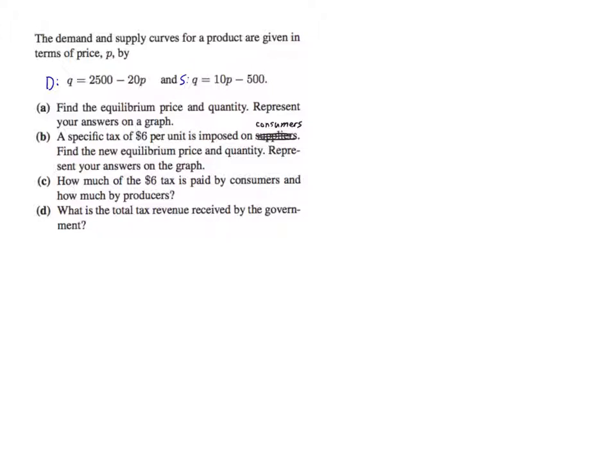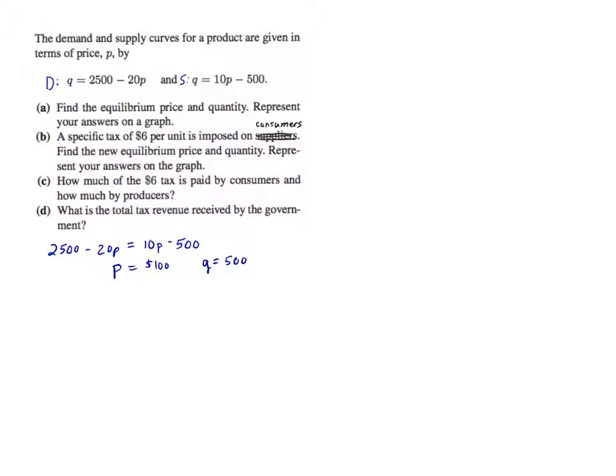Let's begin with finding the equilibrium price and quantity before taxes. Before taxes, we have that the demand is equal to 2,500 minus 20 times the price, and the supply is 10 times the price minus 500. If we set these two equal and solve, we would find that P is equal to $100, resulting in a quantity of 500 units.